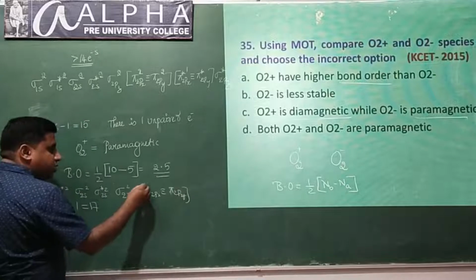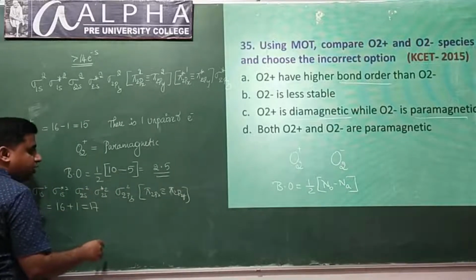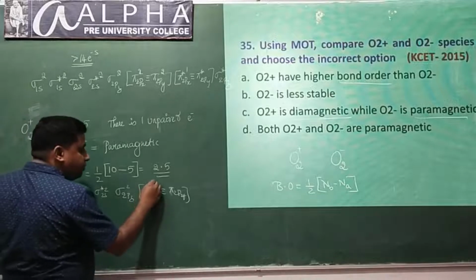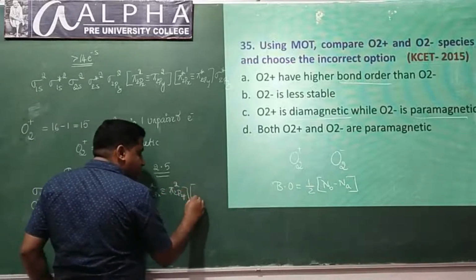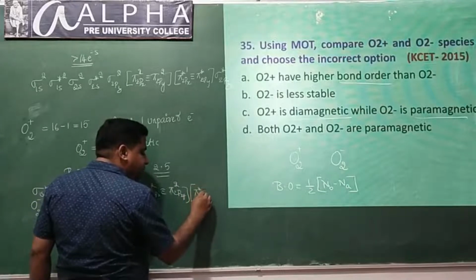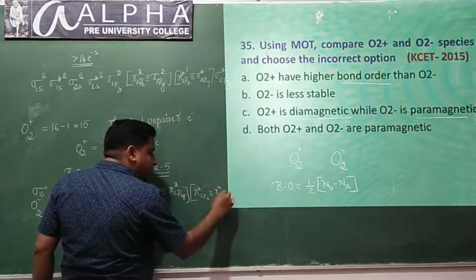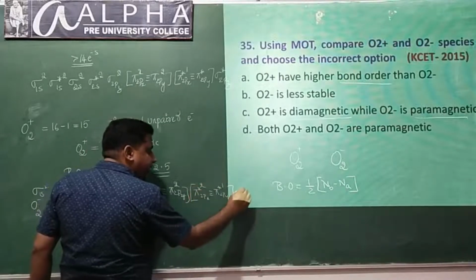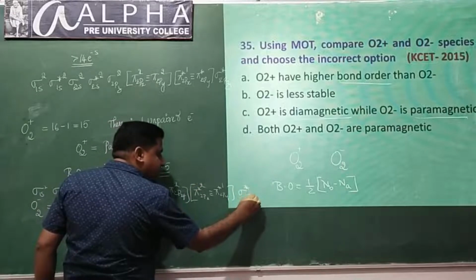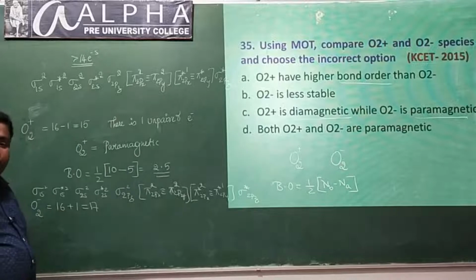So how many? 2, 4, 6, 8, 10. Then 11, 12, 13, 14. Pi star 2px, pi star 2py, then 15, 16, 17, and lastly sigma star 2pz. So total 17 electrons. Did we fill all the 17 electrons?